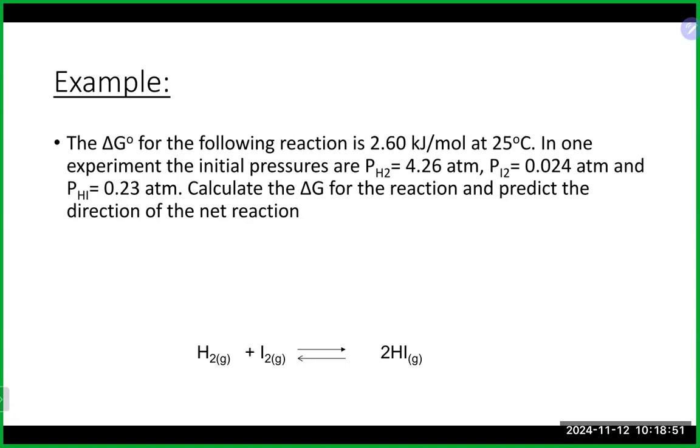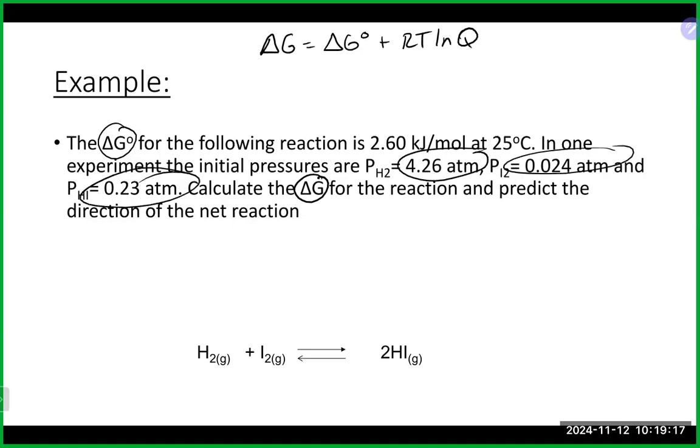Okay, let's take a look. A couple of things we want to look at. We have a delta G naught given to us, and we're looking for a delta G. There's really only one formula that deals with both of those: delta G equals delta G naught plus RT natural log of Q. This is really non-standard conditions because of the pressures. The pressures are not 1 atmosphere, which is what standard conditions would be. That is what makes you have to figure out what the delta G will be with these non-standard pressures.